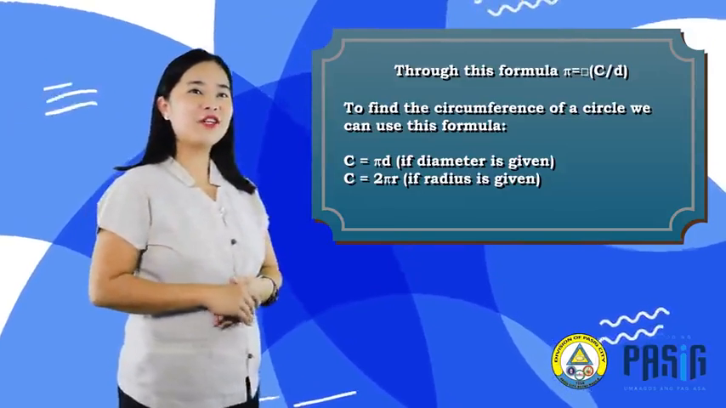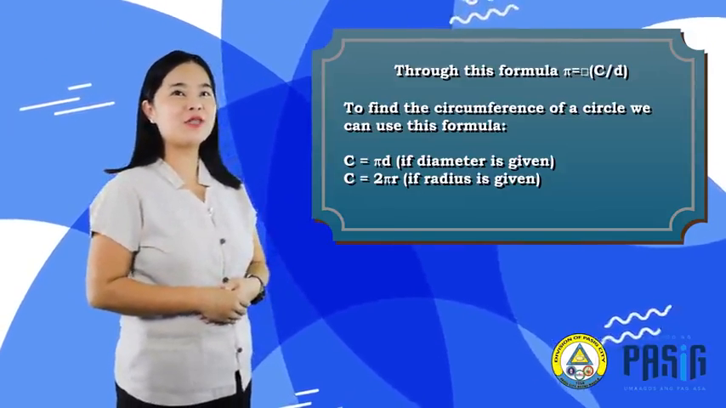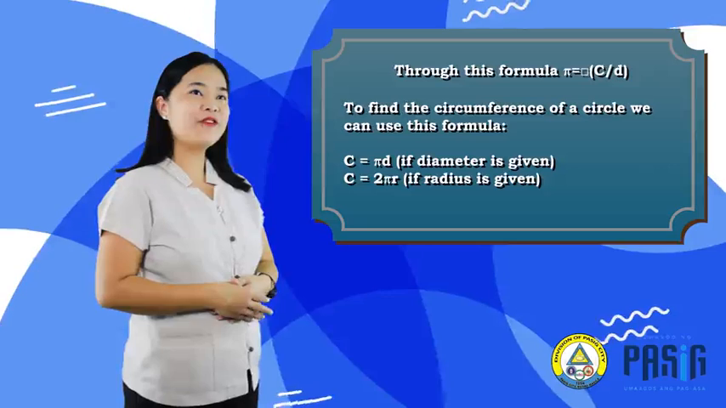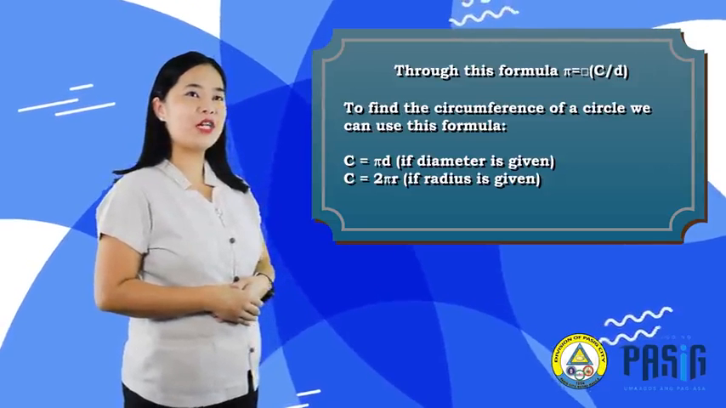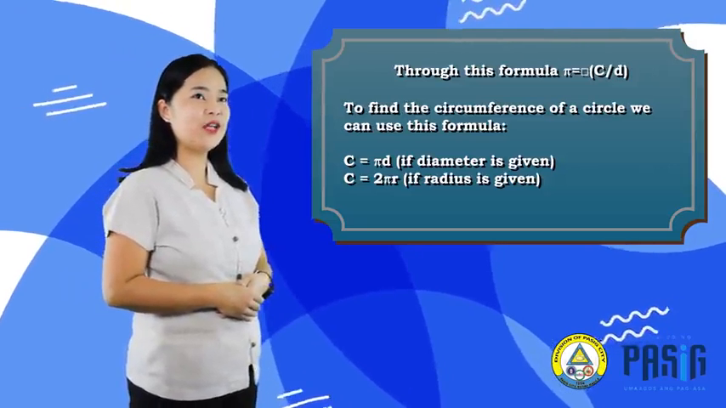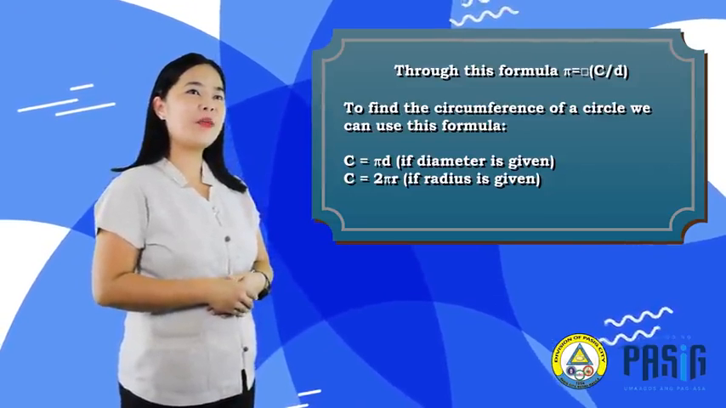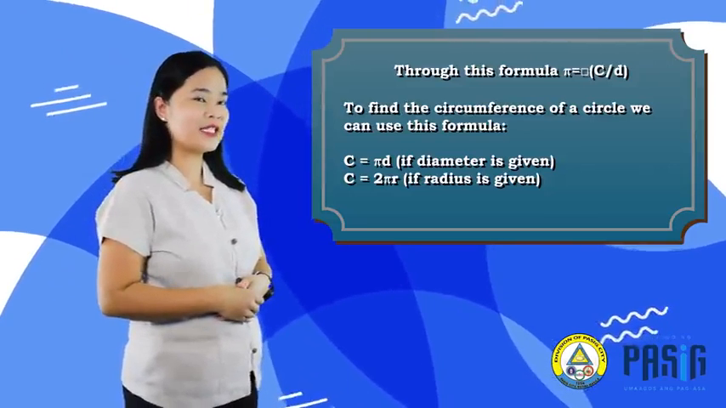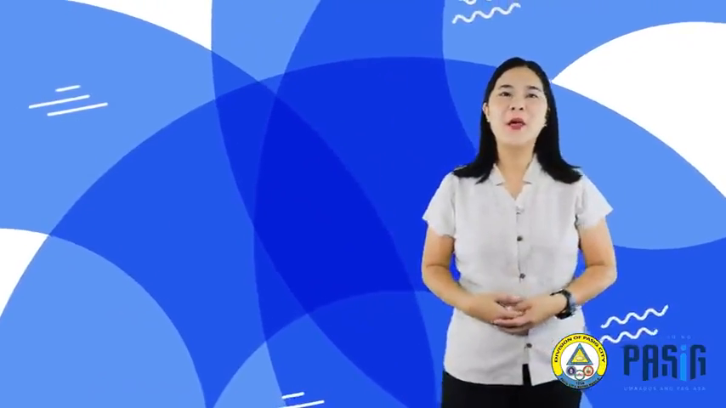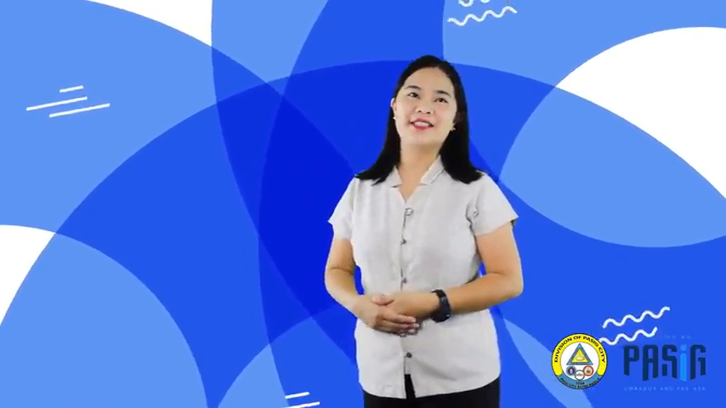Again, to find the circumference of a circle, we can use this formula. Circumference equals pi times diameter if diameter is given. Circumference equals 2 pi times radius if radius is given. Now, let's find the circumference. Multiply the diameter by 3.14.